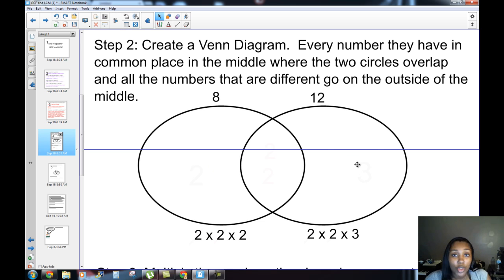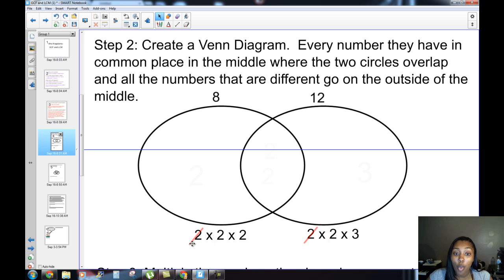And this is just like what you guys do in language arts or social studies. When you have a Venn diagram, whatever's in common goes in the middle, and then whatever they have that's different goes on the outside. So when I look at these numbers, I'm looking for pairs that they have in common. So I look here and I see, well, I see a 2 here and I see a 2 here.